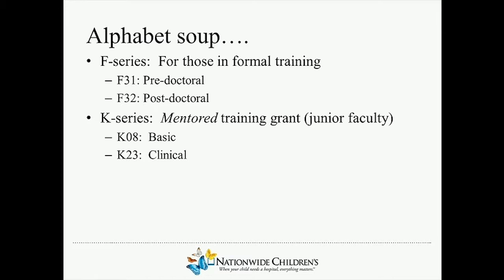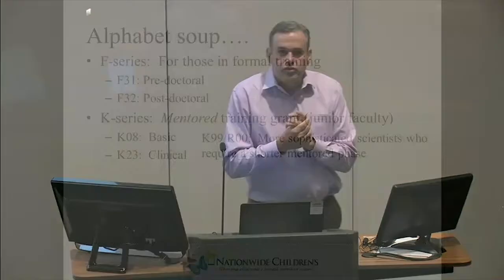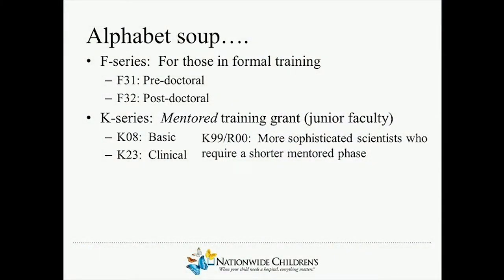Now, the NIH has a couple different flavors of K awards. K08s represent projects that are basic and early translational. K23 are projects that are clinical or late translational. There's also a newer mechanism within the last 10 years, the K99R00, sometimes called the kangaroo grant because it kind of looks like that.